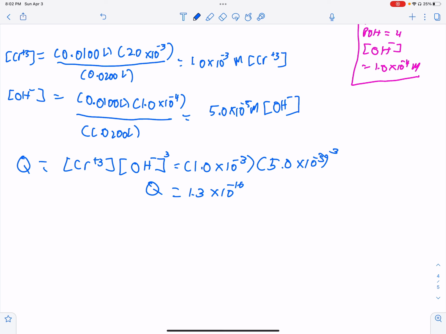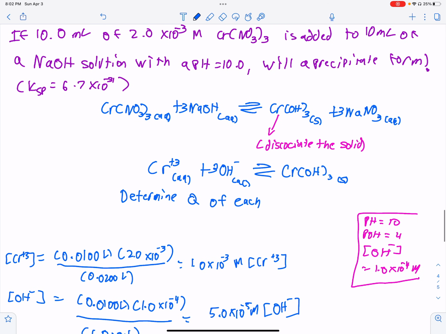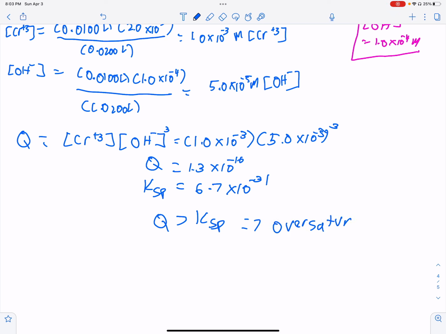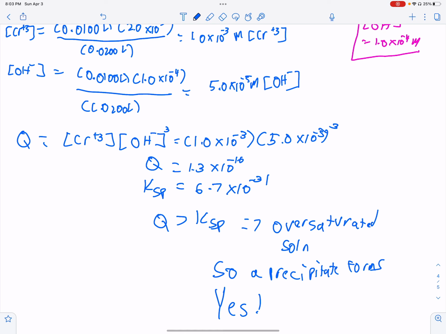So this is what Q is equal to, and let's remind ourselves that the KSP that was given to us is equal to 6.7 times 10 to the minus 31st. So what is the relationship between Q and KSP? Well, Q is much bigger than KSP, and when that is the case, we have a supersaturated solution. So a precipitate forms. So yes, a precipitate will form.